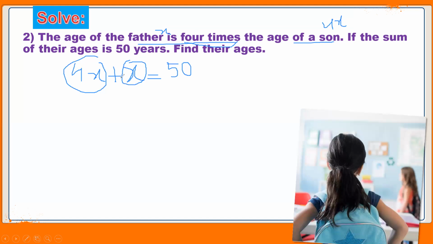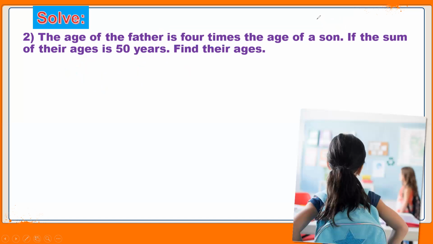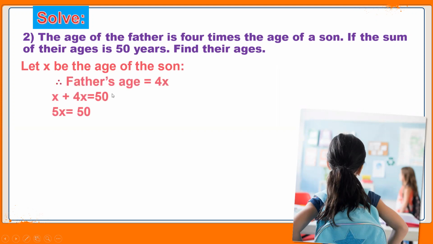Okay. So the question says the sum of their ages is 50 years. So sum means plus. 4x plus x is equal to 50. Right? Is it clear? Now let me show you the solution properly. First we suppose x is the age of the son. So the father's age becomes 4x, right? So x plus 4x is equal to 50.